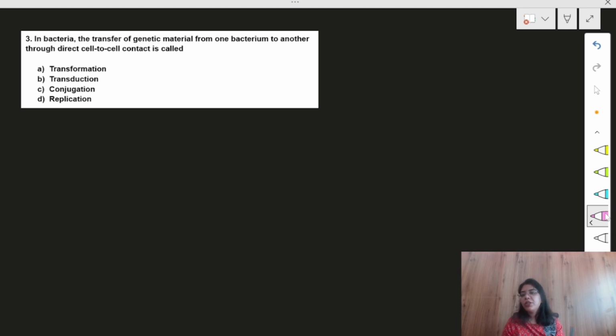So what was transformation? Remember, last class also I had one question which had S strain and R strain, right? So what was happening there? S strain was capable of causing a disease, it was pathogenic. It was responsible for a disease called pneumonia, right? And R strain did not have any particular virulence power, because it did not have the mucus layer which was responsible for that disease, right? So what was happening when R strain and S strain were together, right?